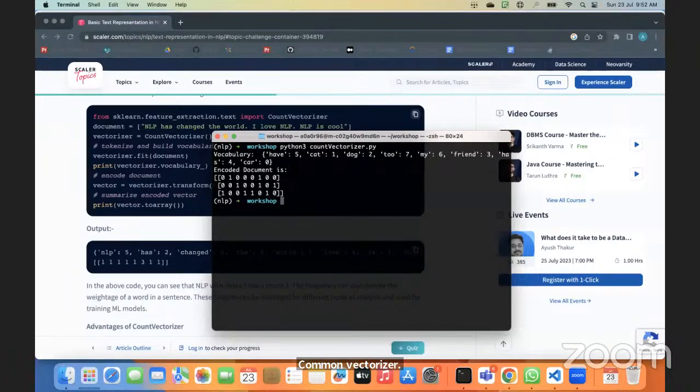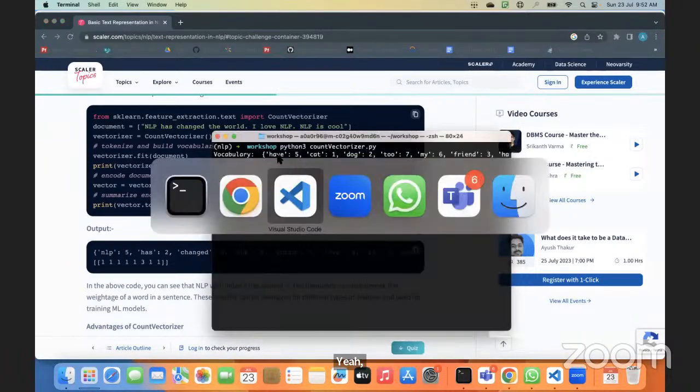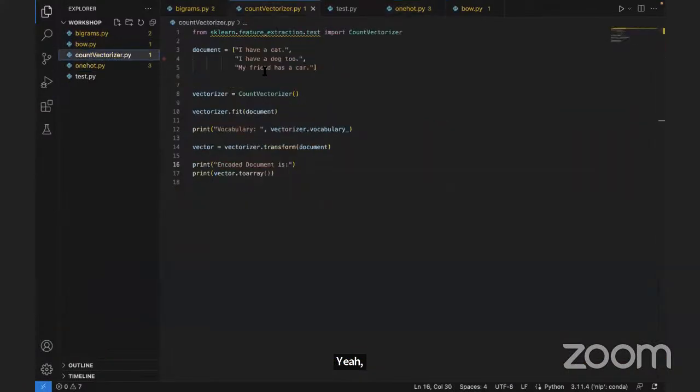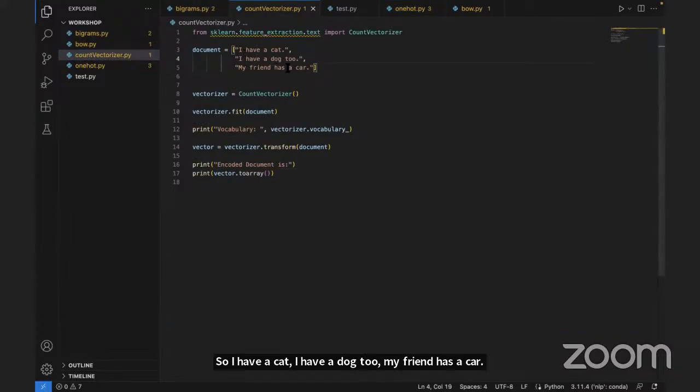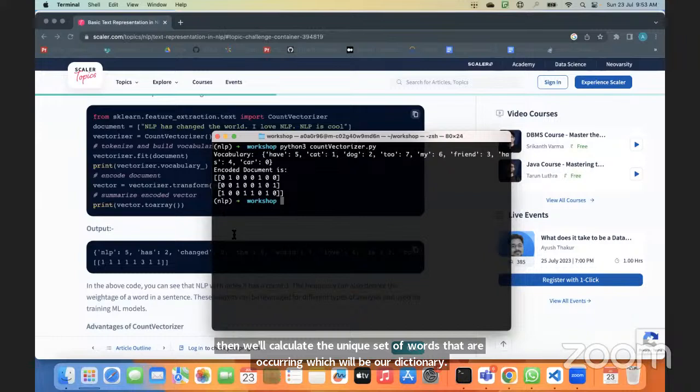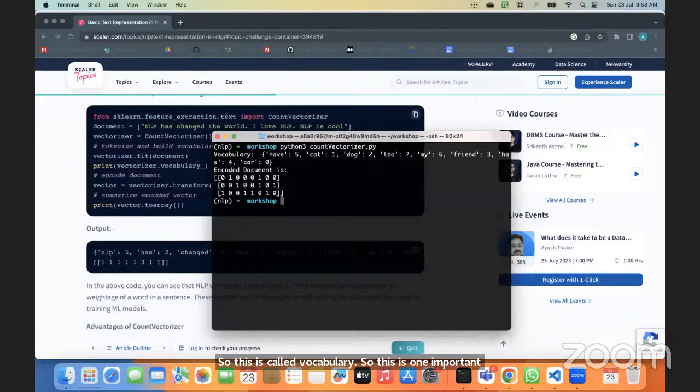So what was the sentence? I have a cat, I have a dog too, my friend has a car. So basically have is occurring 2 times, I is occurring 2 times, a is occurring 3 times. So what they do is we'll just append all the sentences together, and then we'll calculate the unique set of words that are occurring, which will be our dictionary. This is called vocabulary. This is one important term in NLP. Vocabulary is nothing but the entire set of unique words that you're using in your training sample.